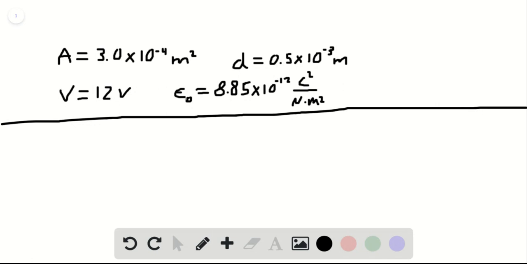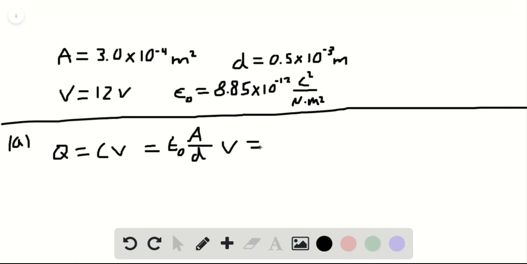So for part A, to find the charge, we can use the fact that Q is equal to the capacitance C times the voltage being supplied V. Well, the capacitance is equal to the area divided by the distance between the plates, multiplied by epsilon naught. So that's the capacitance, and then this is still multiplied by V.